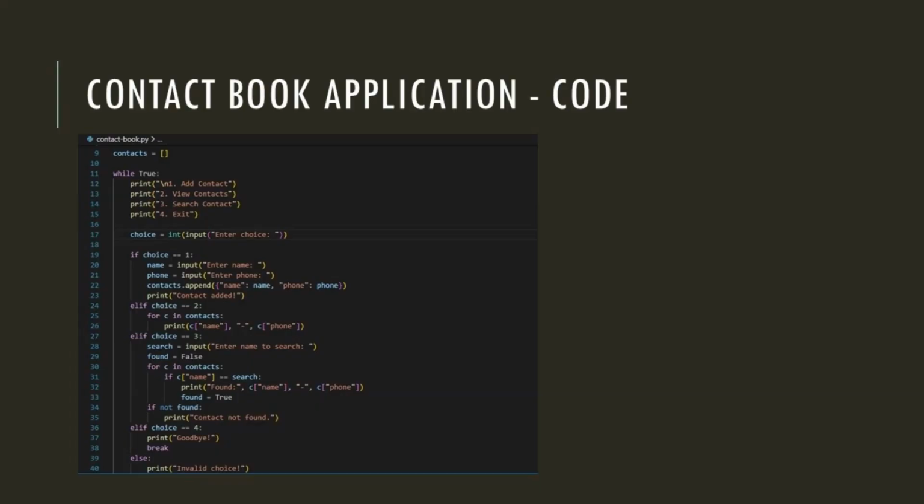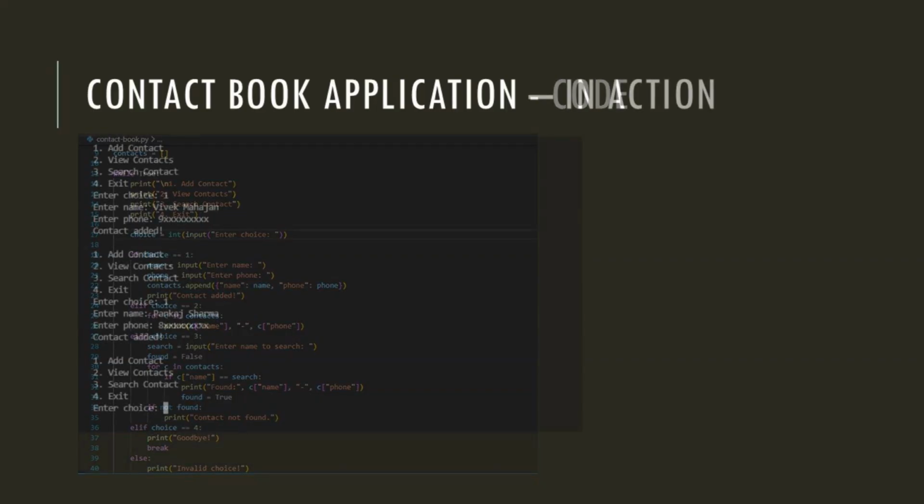If choice == 1, name = input("Enter name"), phone = input("Enter phone"), contacts.append({name, phone}). So we append a dictionary object to the contacts list with the name and the phone number entered by the user. Print contact added.